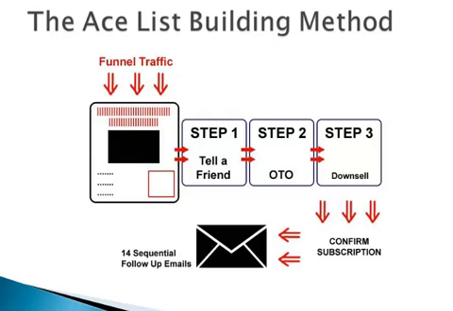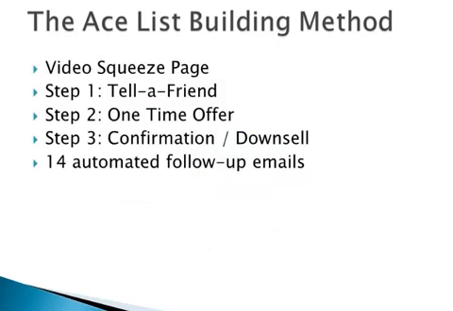The ACE List Building Method. Video Squeeze Page. Step 1. Tell a friend. Step 2. One-time offer. Step 3. Confirmation or downsell. 14 automated follow-up emails. So all in all, there are 4 cornerstones. The first one being tell a friend, which can help you multiply your mailing list count, and the other 3 are what I call profit centers, where you can start to monetize from your subscribers. I'll be covering each of these components in detail in the next session, starting with the video squeeze page.